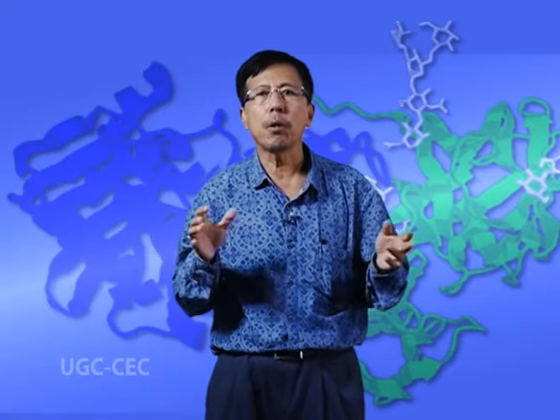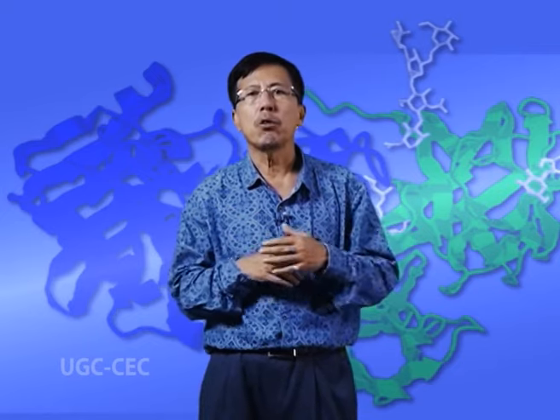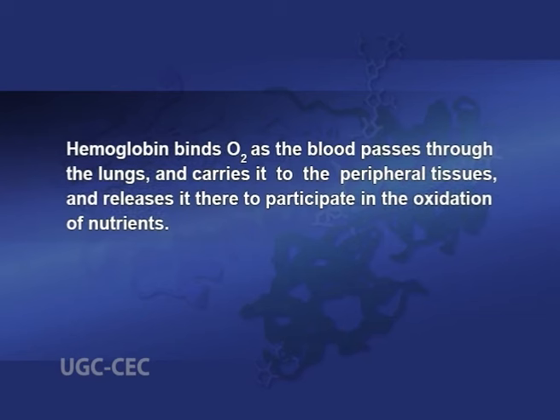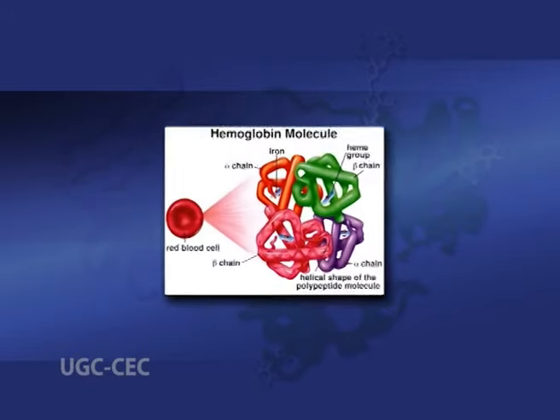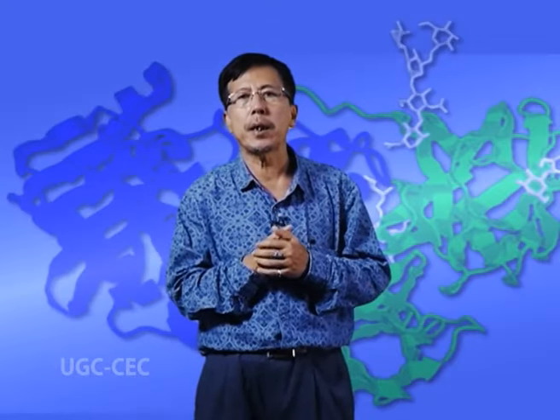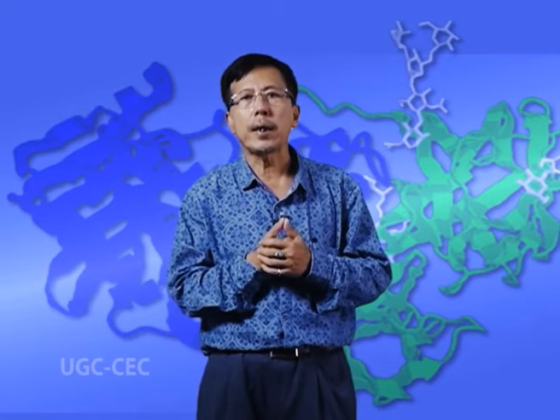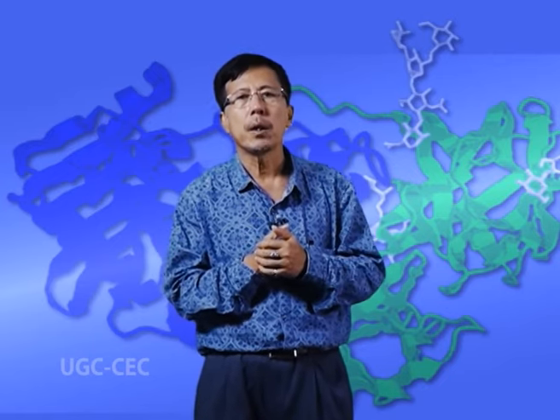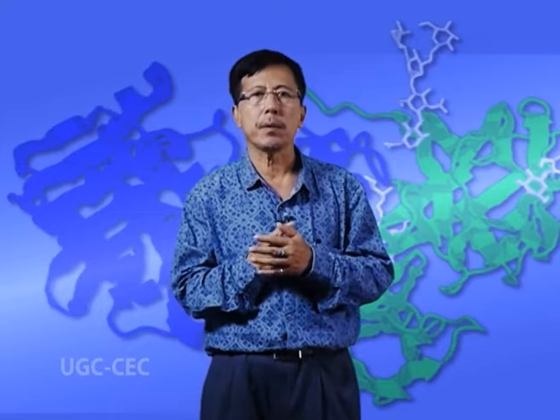The next category is transport or carrier proteins. Certain proteins, especially in animals, are involved in the transport of many essential nutrients or gases to various parts of the body. For example, hemoglobin binds oxygen as the blood passes through the lungs and carries it to the peripheral tissues and releases it there to participate in the oxidation of nutrients. Lipoproteins present in the blood carry lipids from the liver to other organs. Other kinds of transport proteins are present in the plasma membrane and intracellular membranes of all organisms. Ceruloplasmin transports copper in blood.